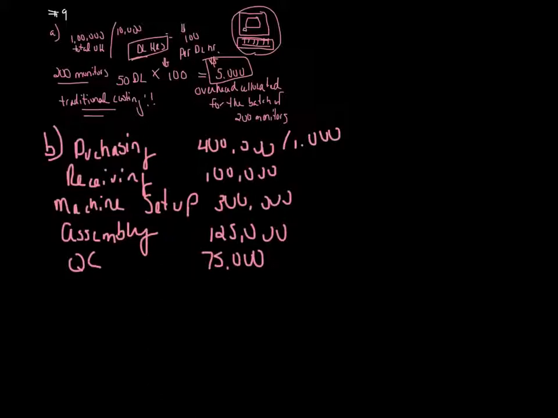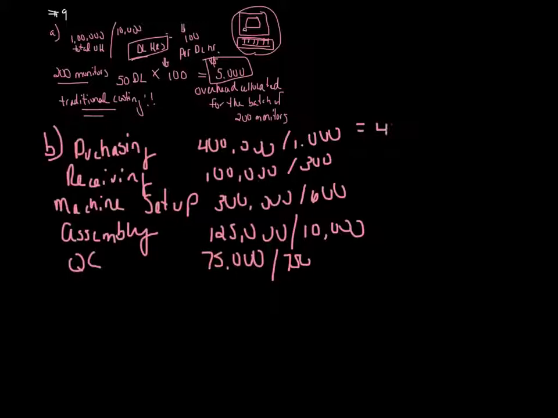For the receiving, it's the number of shipments. So 300 shipments were received. For machine setup, based on number of setups, they tell us 600 setups took place. For assembly, direct labor hours, and it tells us that the employees worked a total of 10,000 direct labor hours for assembly. And then for quality control, it's based on number of inspections, and it tells us that there were 750 inspections conducted. So again, you just do this simple math out.